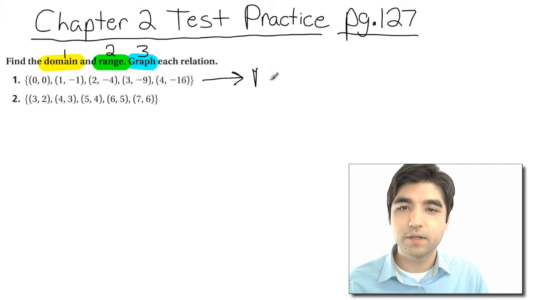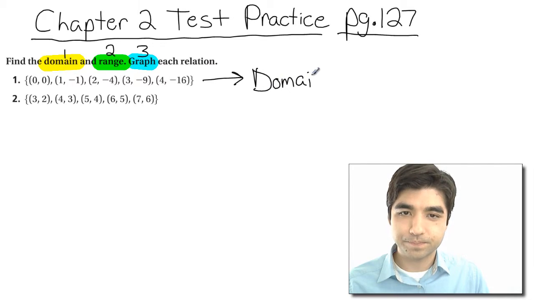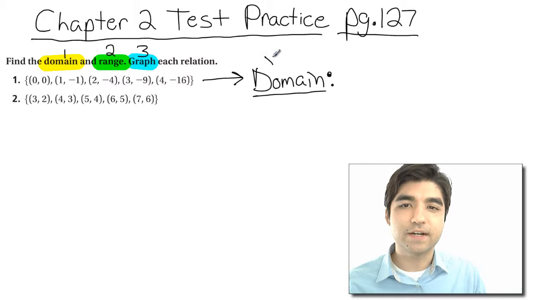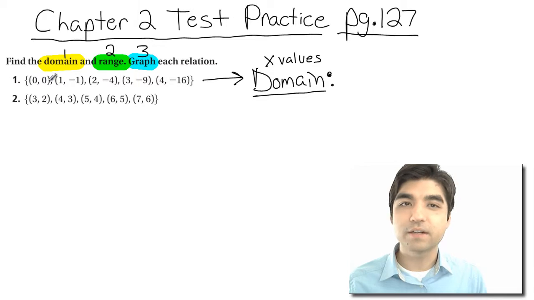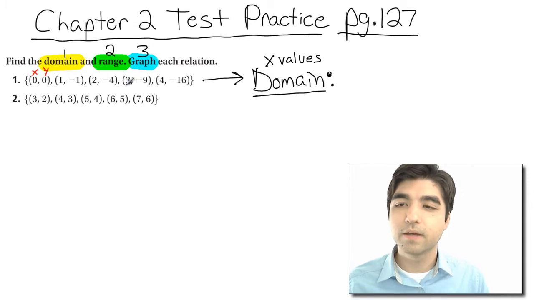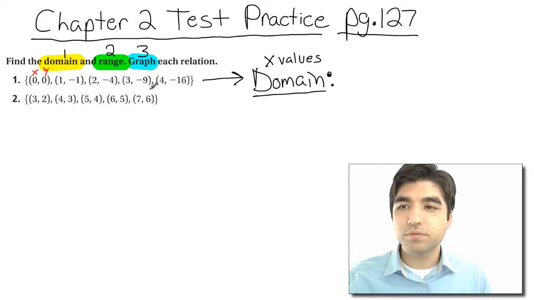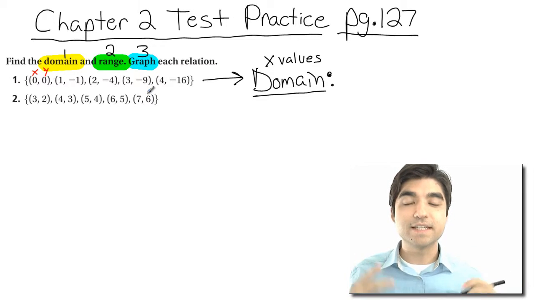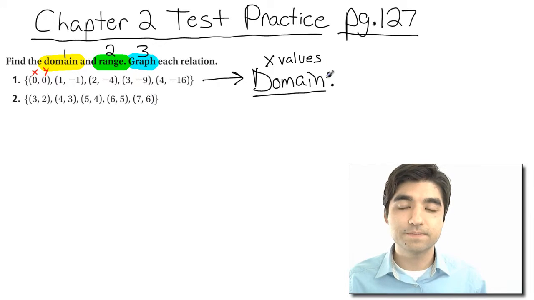So I'm going to do domain, and so the domain is all the x values. So hopefully you already know that. And on the set of ordered pairs, the first number is always the x value, and the second number is always the y value. So to do a domain, they want you to list all the x values that this particular function has.